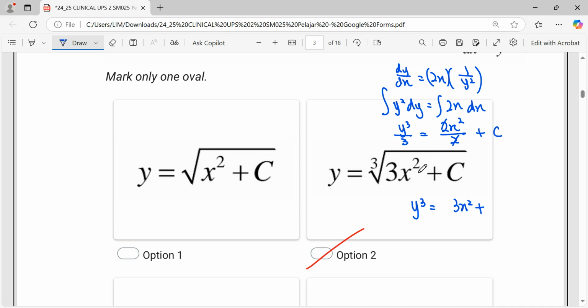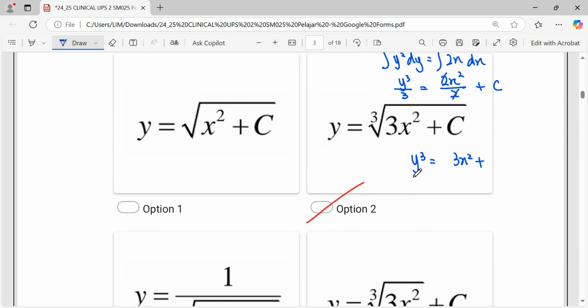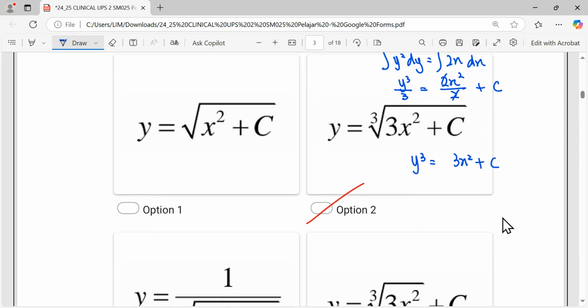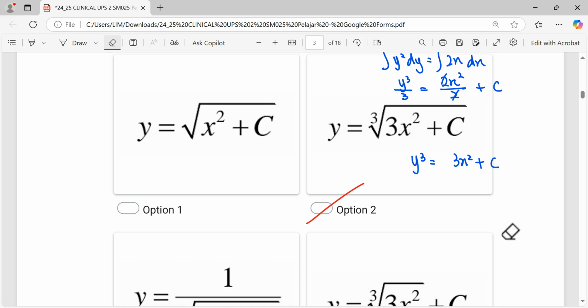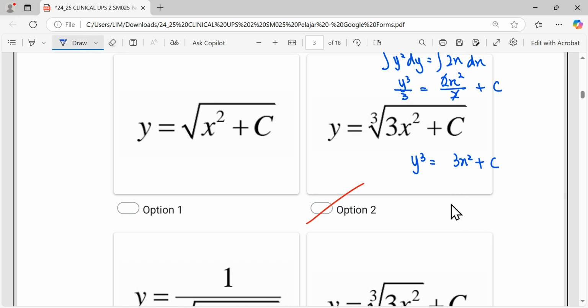Then 3 times c is still c, still a constant. You can see like 10 is a constant. When I times 3, 30 is also a constant. So therefore, c and 3c are the same, they are constant. To get y as a subject, we need the cube root. When we have a cube, we move it to the right hand side as a cube root. So cube root of 3x squared plus c. Here we have our option.